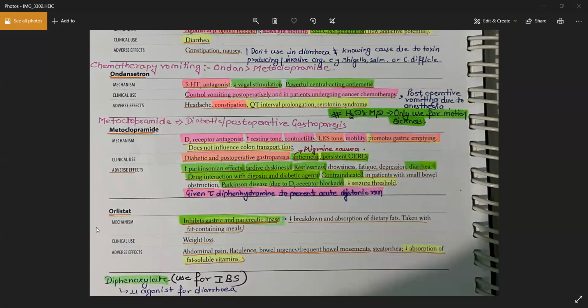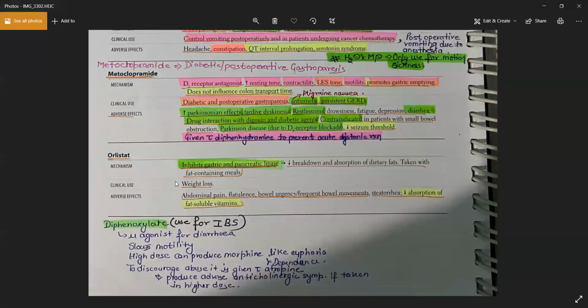Then comes the orlistat. Okay, we have discussed that already in the endocrine section, that it is a pancreatic lipase inhibitor and the gastric lipase also. So basically, it inhibits the pancreatic lipase so that fat malabsorption occurs. Okay, so it will be useful for weight loss. And because fat malabsorption is occurring, it will also cause steatorrhea and the loss of fat-soluble vitamin absorption, vitamins A, D, E, K. Okay, so that would be all about the orlistat. We have discussed that already in the endocrine section previously, right?